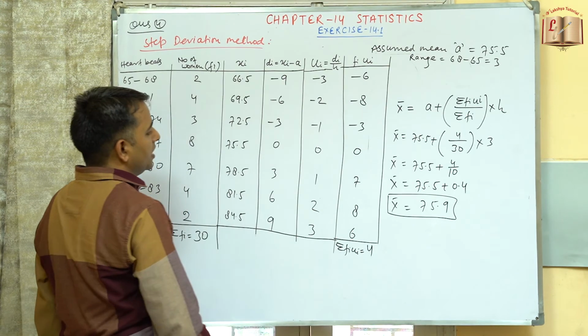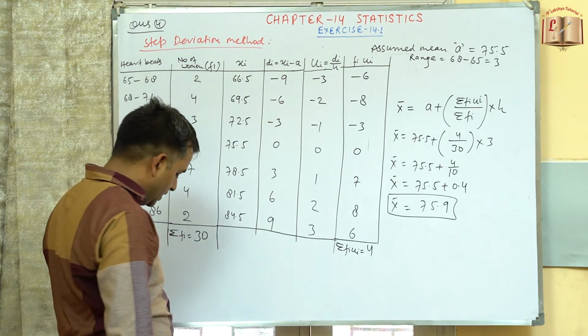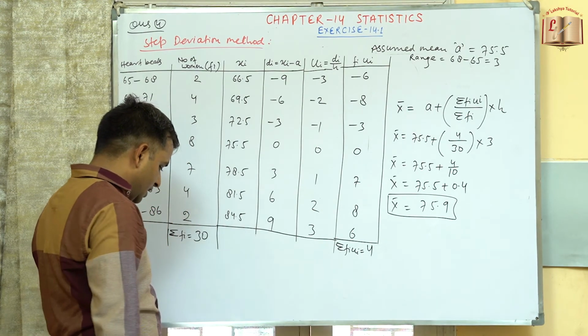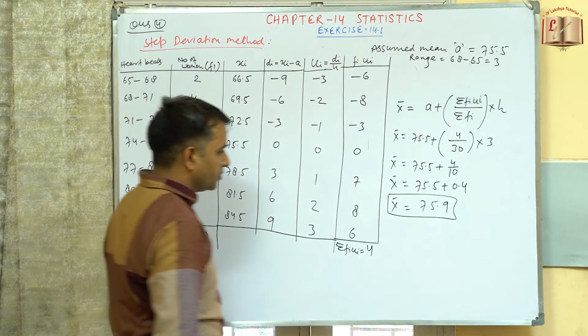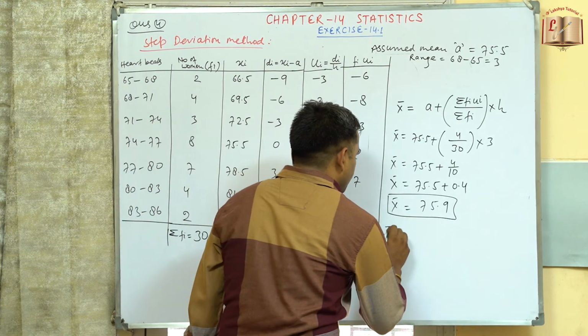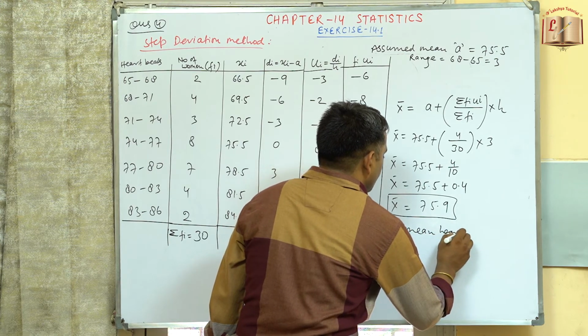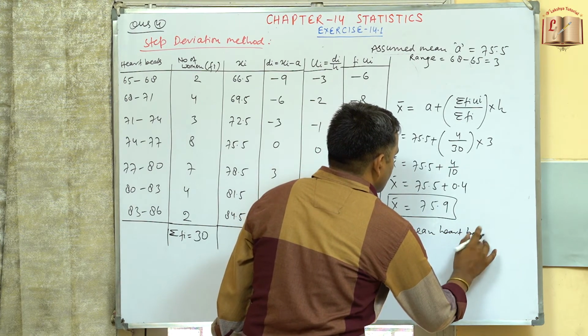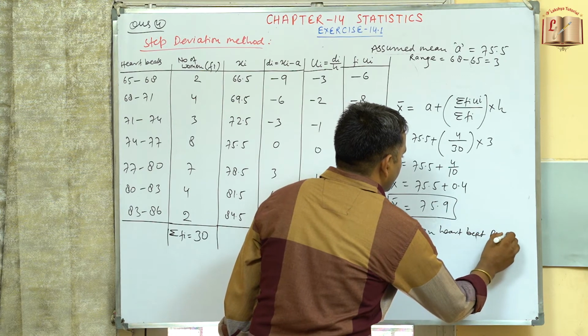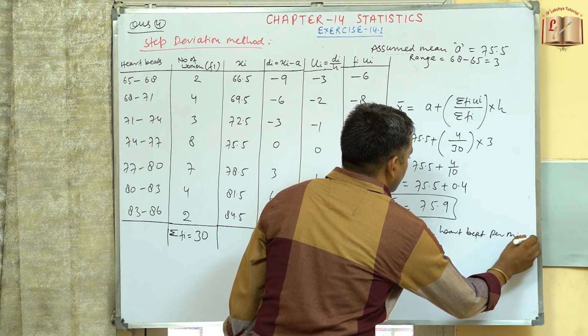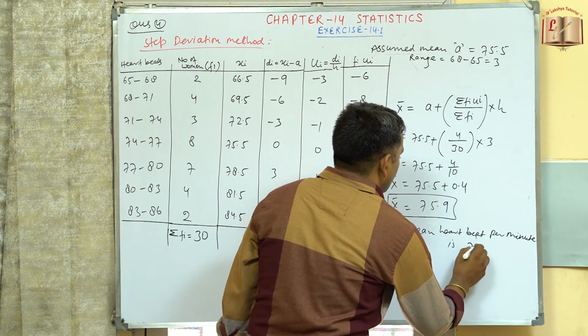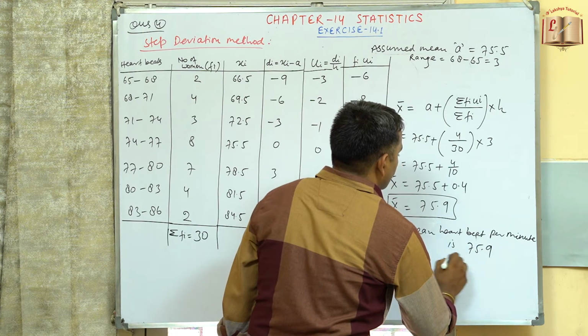So mean heartbeat is 75.9. So this is what is asked of us, mean heartbeats per minute. So we can write the mean heartbeat per minute is 75.9.